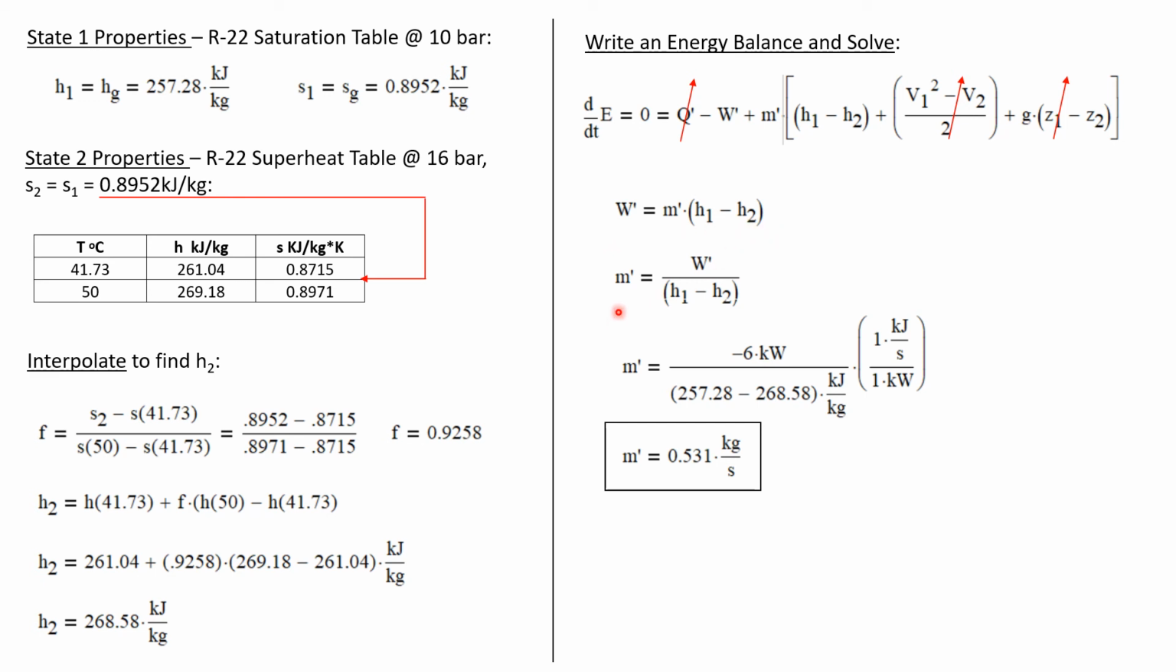Well, my unknown is the mass flow rate. So that's simply W dot over H1 minus H2. So the mass flow rate is W dot, which was given as minus 6 kilowatts, divided by H1 minus H2, and we have developed values for that. And I recognize that 1 kilowatt is a kilojoule per second. And so I get a mass flow rate of 0.531 kilograms per second.